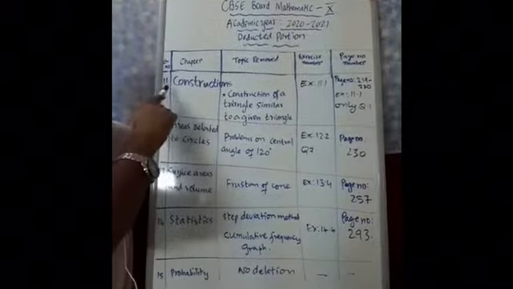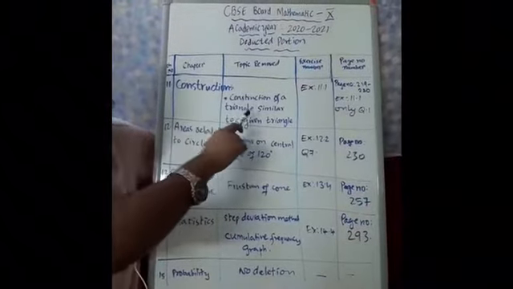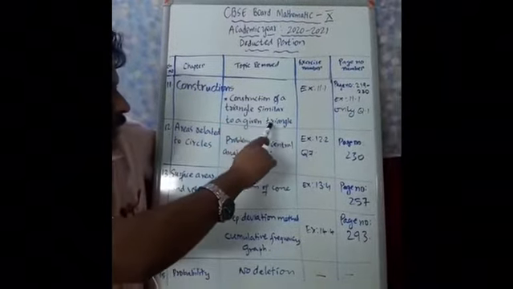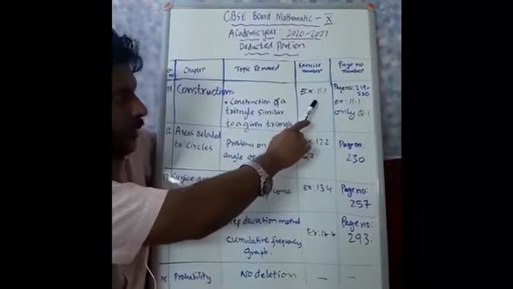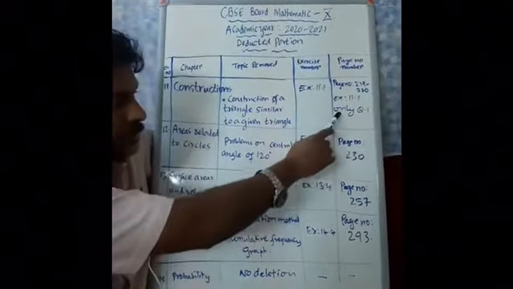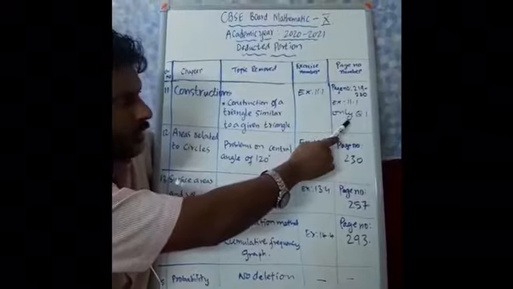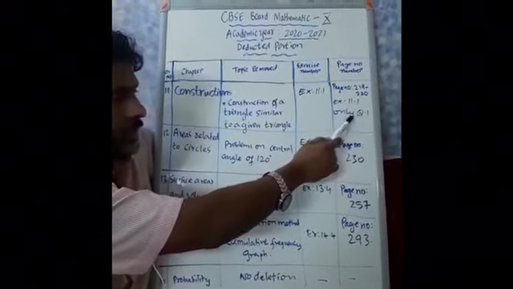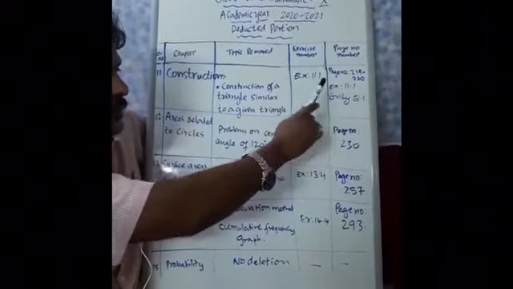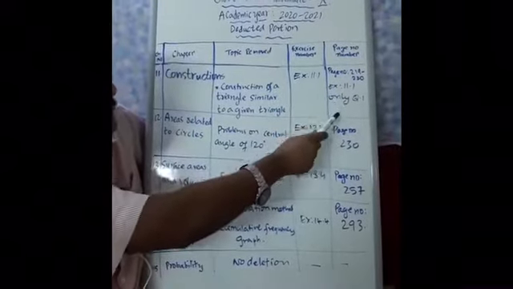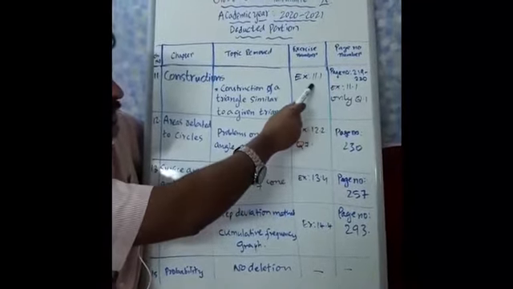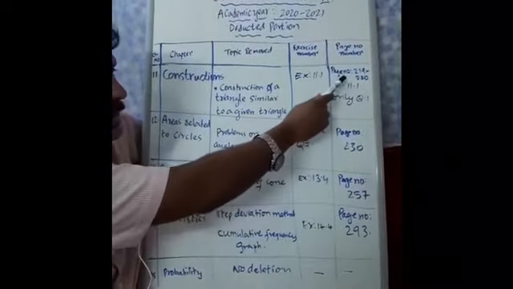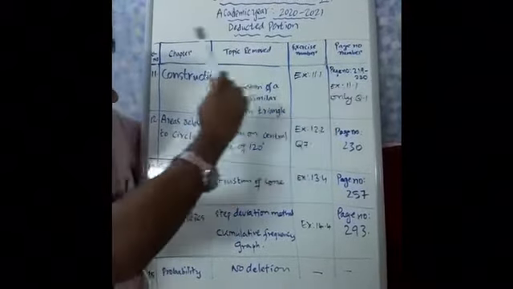Chapter number 11, Constructions. Construction of a triangle similar to a given triangle. The total Exercise 11.1 is deleted, except question number 1, which we have to explain. We have to draw the line segment in the ratio 5:8, that question we have to explain. The rest of all the questions in Exercise 11.1 are deleted, page numbers 219 to 220.